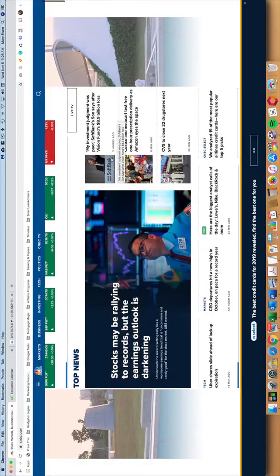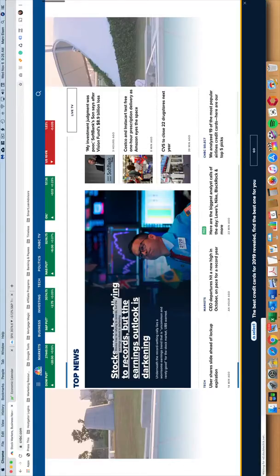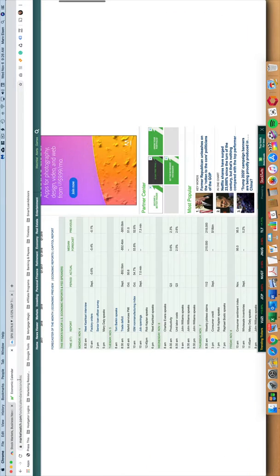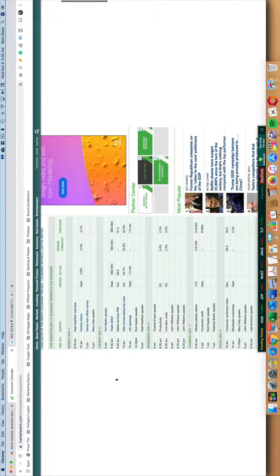Then I look at any newsworthy articles that might be market movers. Nothing really here that I see except the headline stocks may be rallying to records, but the earnings outlook is darkening. Doesn't mean that the market is going to be up or down, so we can't glean anything from that. Going to the economic calendar, today, Wednesday, November 6th, we don't have too much scheduled, nothing here that's going to be a market mover on November 6th.